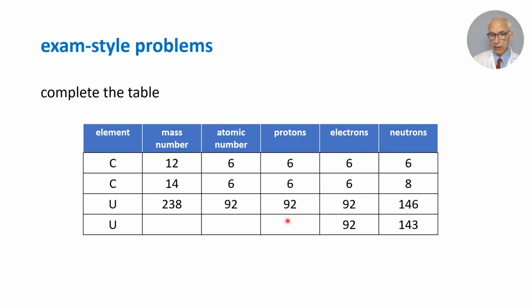Uranium 238, 92 protons, therefore 92 electrons, atomic number 92. 238 minus 92 is 146 neutrons. The last one, uranium isotope, well, we've got 92 electrons, which means we've got 92 protons, and therefore atomic number 92. 92 plus 143 neutrons makes the mass number, or nucleon number, of 235.